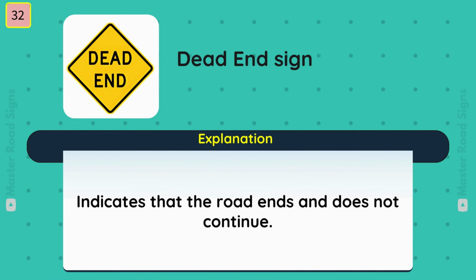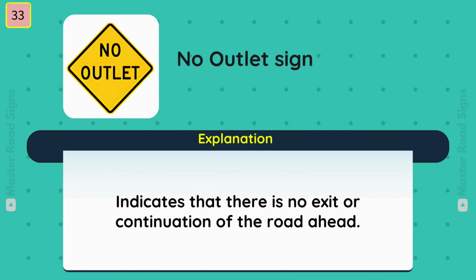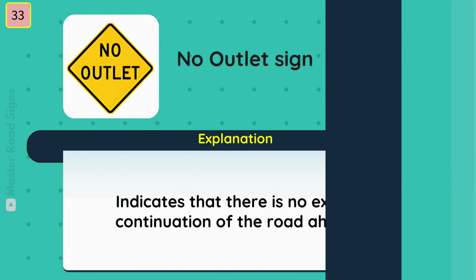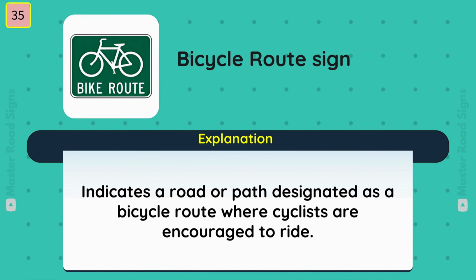Dead end sign indicates that the road ends and does not continue. No outlet sign indicates that there is no exit or continuation of the road ahead. Bicycle crossing sign alerts drivers to a designated area where bicycles are likely to cross the road. Cyclists may have the right-of-way in these areas. Bicycle route sign indicates a road or path designated as a bicycle route, where cyclists are encouraged to ride.